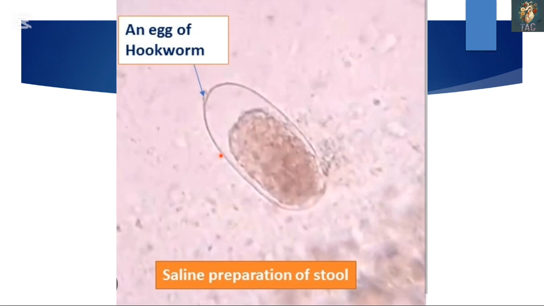This slide is of egg of hookworm, that is Ankylostoma duodenale. These eggs are important for diagnosis because they have special features in fresh stool samples. You can see over here the egg is of oval shape, thin shell, segmented ovum, and clear space between the embryo and the shell. The diagnosis is egg of hookworm.